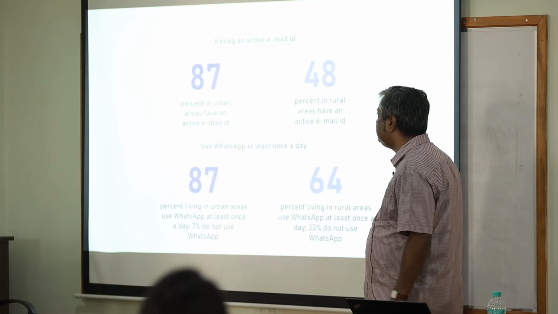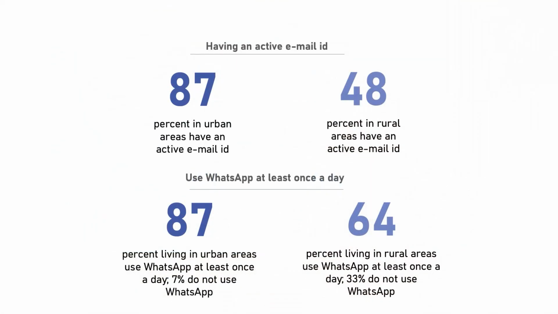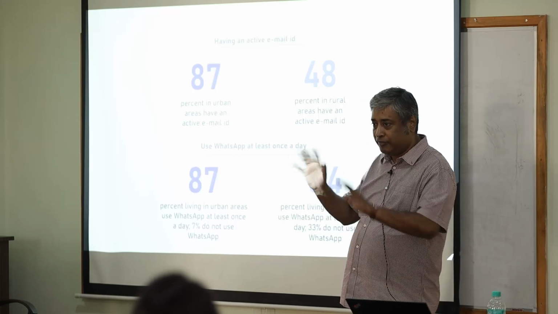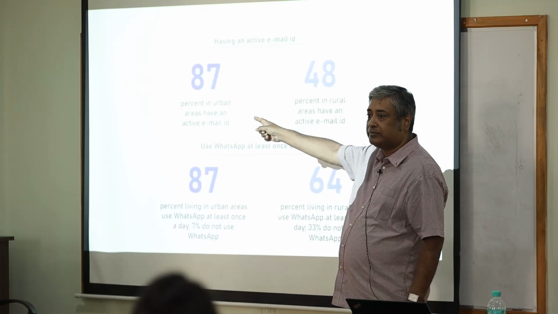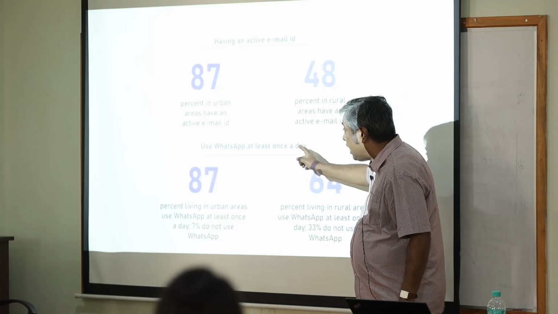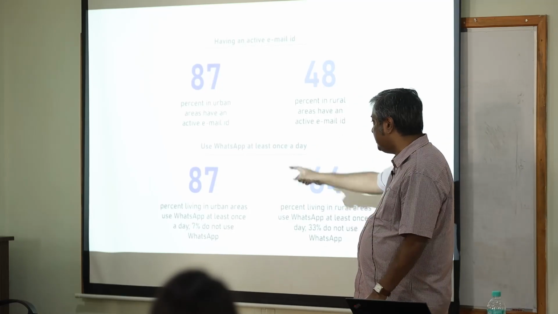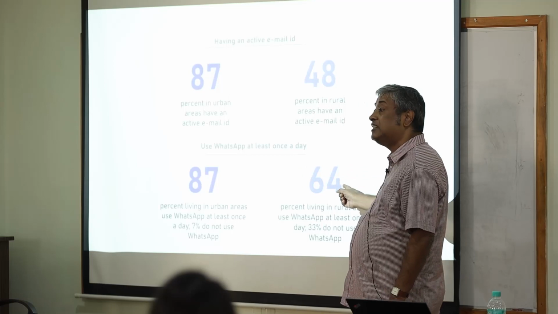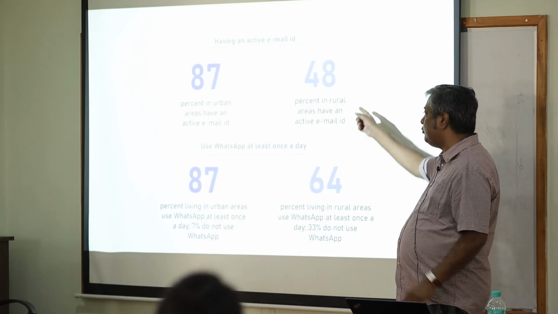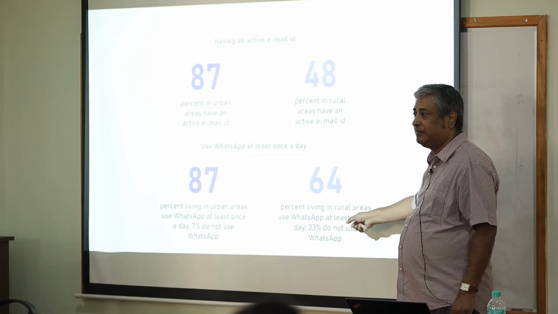Look at this data. Today, 87% of urban areas have an active email ID, but 48% of rural areas also have an active email ID. Urban is 30%, rural is 70%. If you do the maths, this is probably bigger than that. Using WhatsApp at least once a day, 87% urban, but 64% rural. They might not do email, but they certainly are doing WhatsApp.